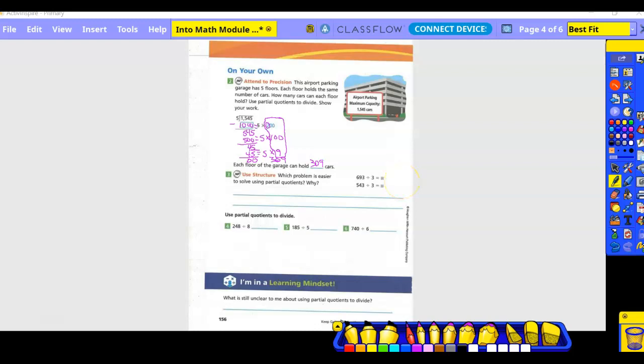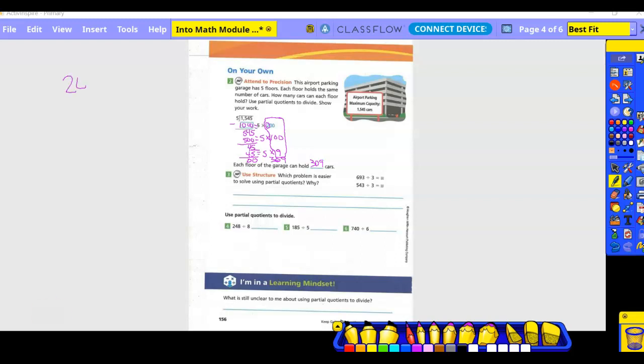Okay, so number 3, use structure. Which problem is easier to solve using partial quotients and why? So we're just going to talk about this one. So 693 divided by 3 or 543 divided by 3. Which one would be easier to solve? 693. Okay, why would 693 be easier? They're all multiples of 3, right? So they would go in there super easy, and then we just have to add a couple numbers and go on, right? Okay. All right, let's look at number 4. I'm going to pause the video because we're running out of time, and then you guys are going to do 5 and 6 with your partners. I'll check them, and then you move on to the homework by yourself.